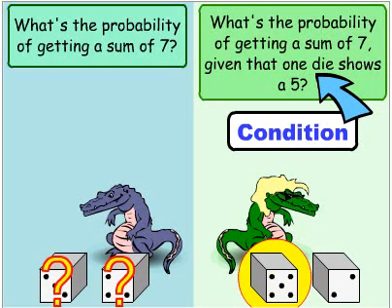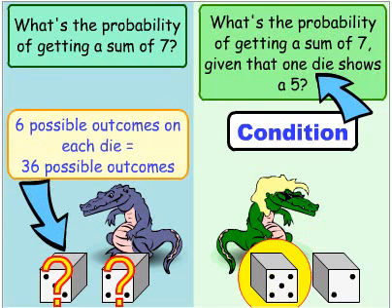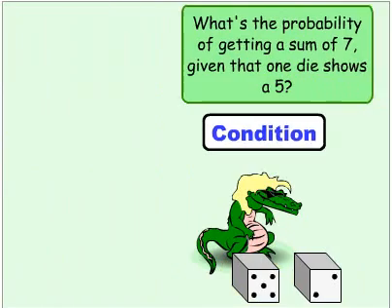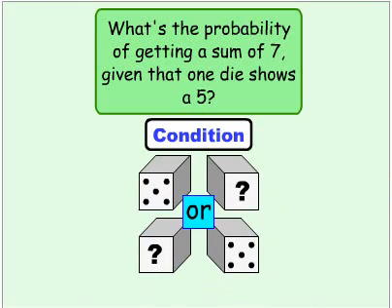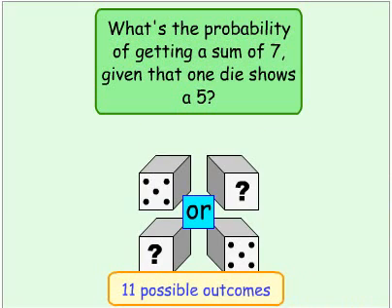If we just ask about the probability of getting a sum of 7, the sample space is composed of 36 elements, 6 possible outcomes on each of the 2 dice. When we ask about the probability of getting a sum of 7, given that one die shows a specific number, we're still rolling 2 dice, but we're no longer interested in all 36 possible outcomes. The condition has effectively reduced our sample space from 36 possible outcomes to just those outcomes where one of the dice shows a 5. It turns out there are 11 such outcomes.